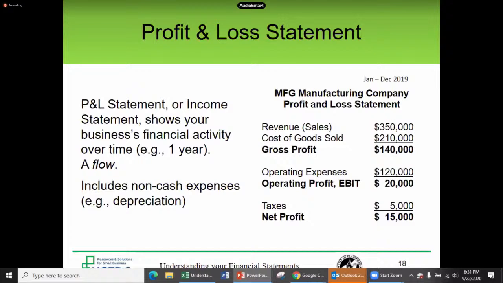Right, so the P&L statement is also called the income statement, profit and loss statement, right? And it shows pretty much how much money your company has made over a period of time. So this isn't stopping the clock. It's not a stock measurement. It's a flow measurement. And you can see here that it's January through December. It's the full year, from January 1st to December 31st, that is the profit and loss for this particular example, MFG Manufacturing Company, right? And it does include some non-cash expenses like depreciation. We'll get to that when we break it down further.